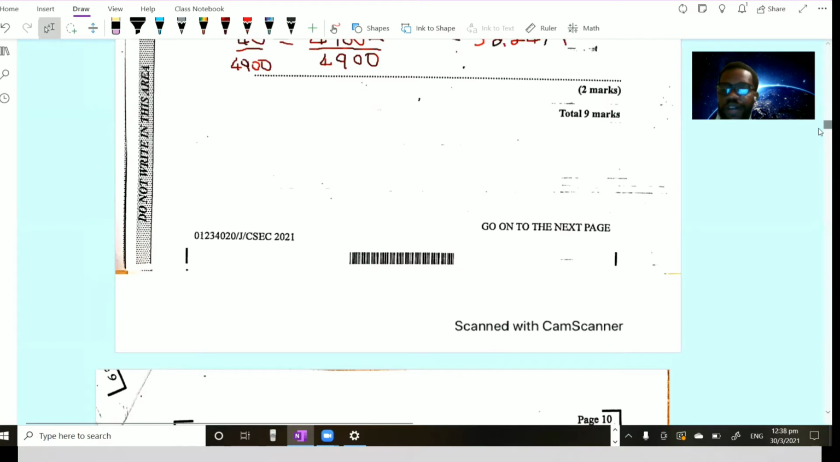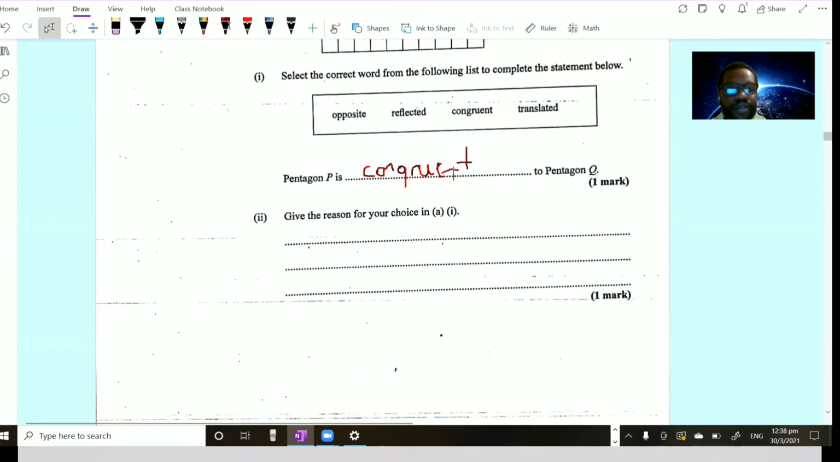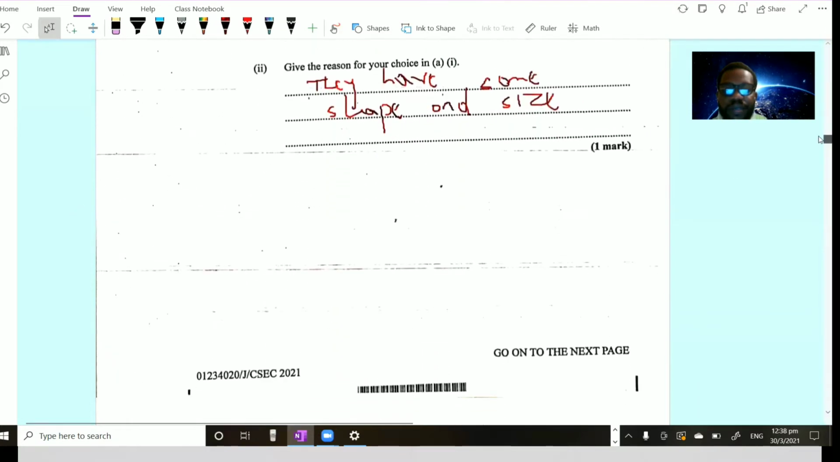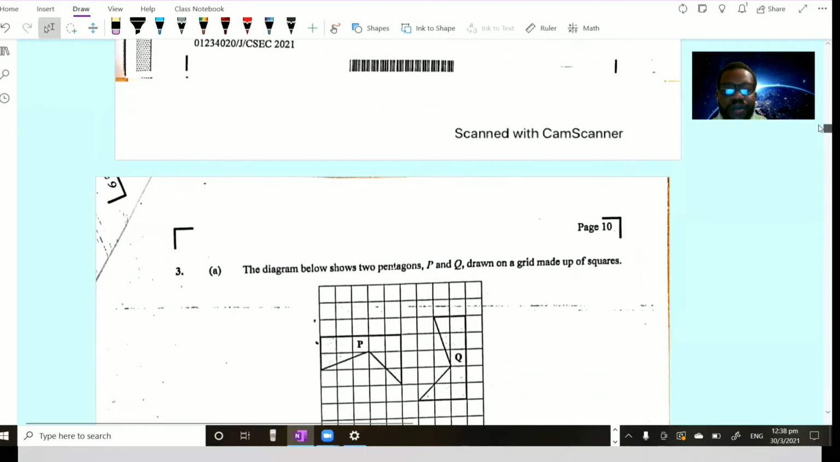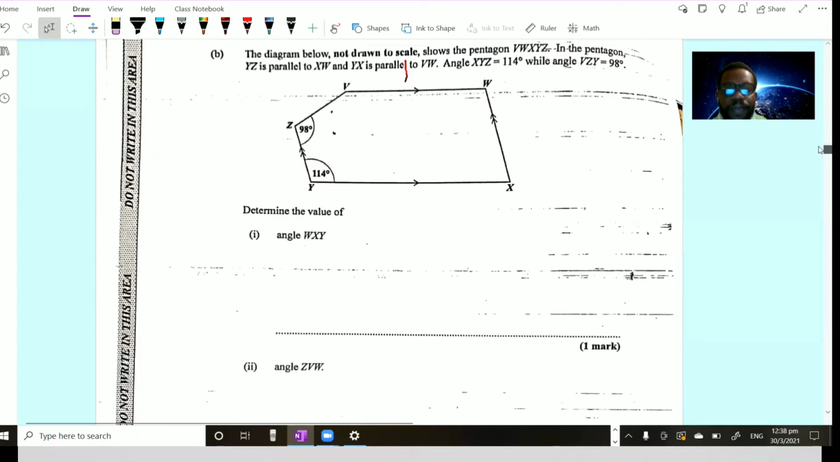Now, of course, there's a follow-up question that says, give the reason for your choice, right? Why are they congruent? All right, congruent means that they have the same, so you can say they have the same shape and size. Hence, both of them are congruent. All right, so that basically sums up what is happening there. And of course, if you go back to the diagram, that's more like a rotation.